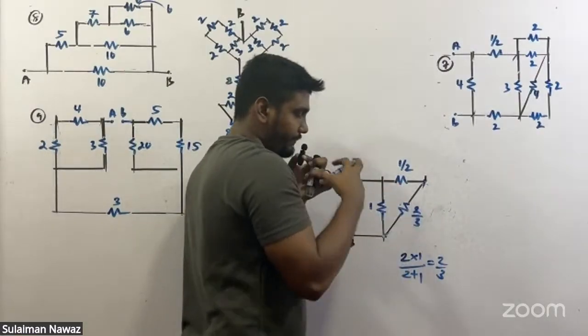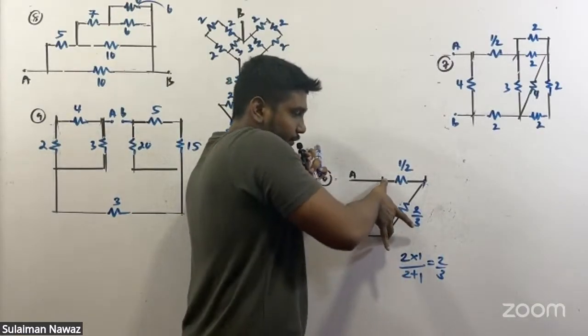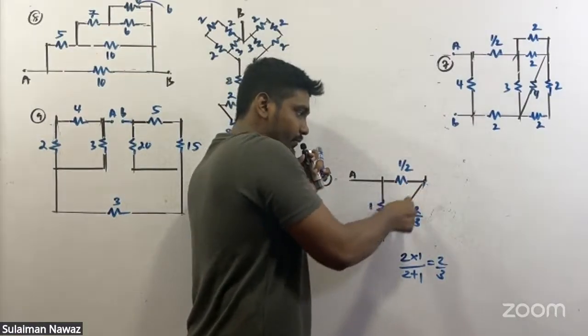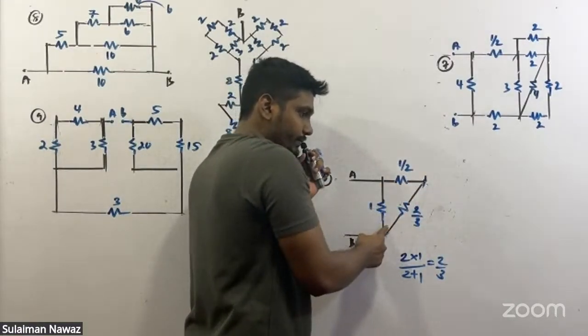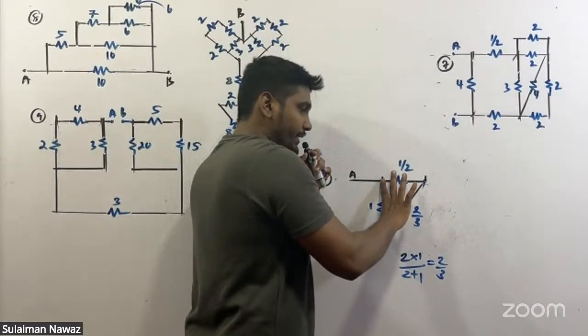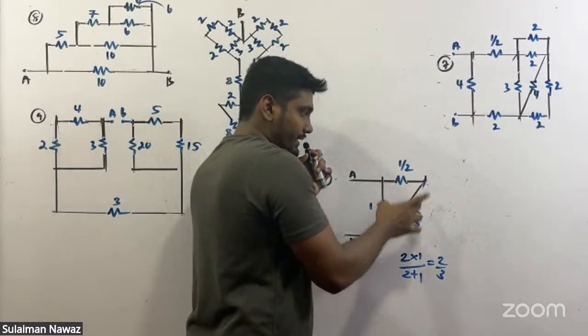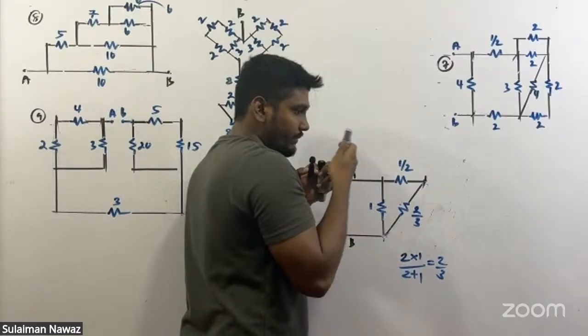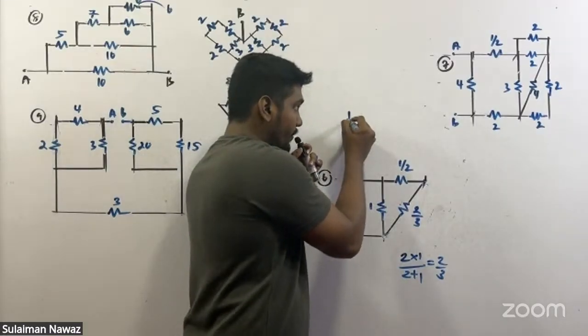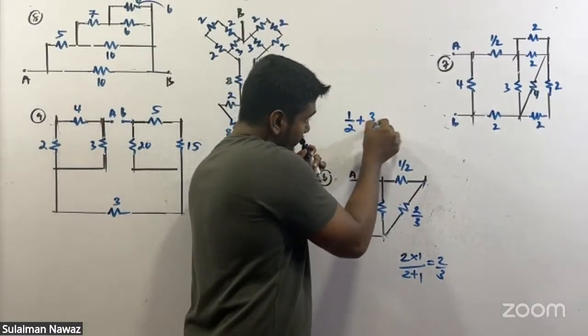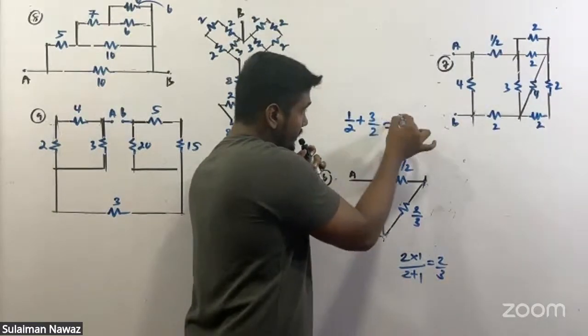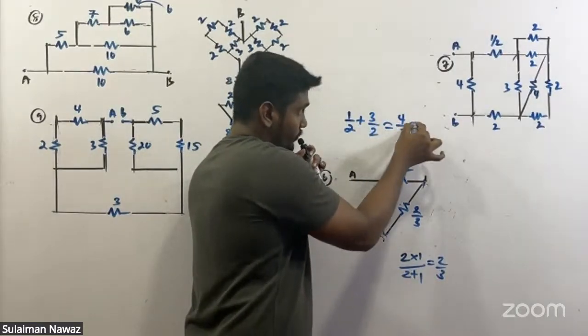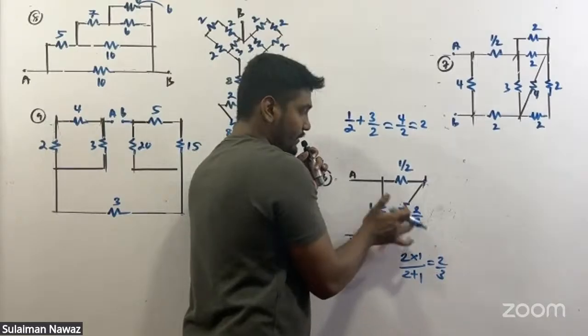Now, between these 2 points, these two in series, half plus 3 over 2. Half plus 3 over 2 means we are getting here 4 over 2. 4 over 2 means just 2. The equivalent of these two going to be just 2.